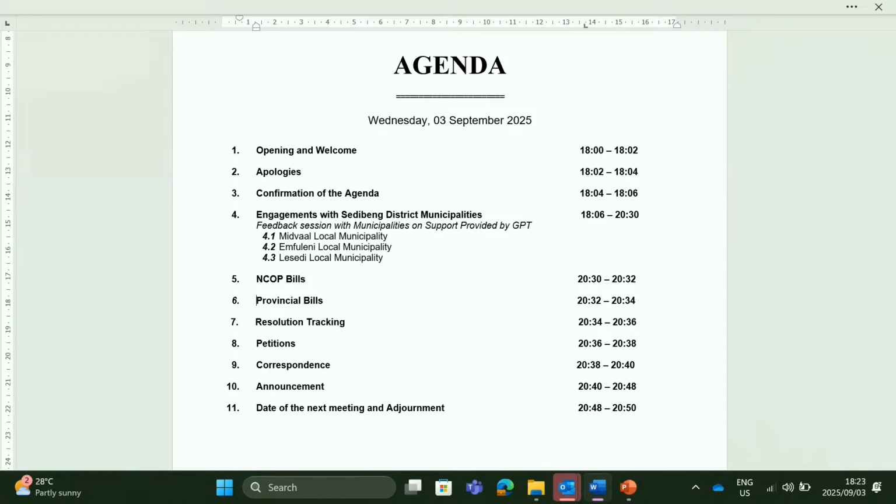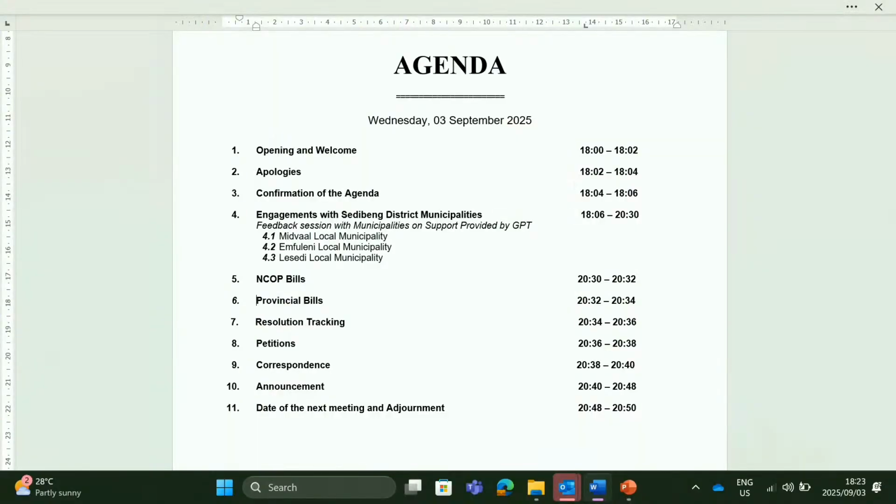Thank you once more, Chair. Chair, the agenda reads as follows. You have already dispensed with the first 2 agenda items, which is opening and welcome as well as apologies. Now we are on the confirmation of the agenda. The next one will be engagements with Sedibeng District Municipalities. The sole purpose of this is actually to provide feedback to municipalities on the support provided by GPT. And then the municipalities represented, Chair, is Midval Local Municipality, Mfuleni Local Municipality, Lesedi Local Municipality. And then, Chair, the rest of the agenda are standing items like NCOP bills, provincial bills, resolution striking, petitions, correspondence, announcements, and date of the next meeting and adjournment. Thank you, Chair.